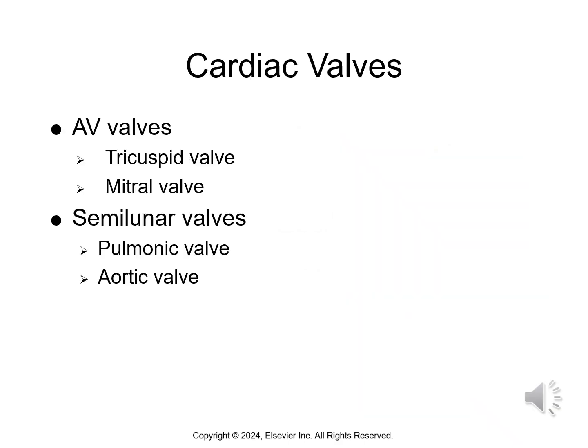There are 4 cardiac valves, and they are responsible for maintaining the forward flow of blood through the chambers of the heart. These valves open and close when pressure and volume change within the heart's chambers. The cardiac valves are classified into 2 types: atrioventricular or AV valves and semilunar valves. The atrioventricular valves separate the atria from the ventricle.